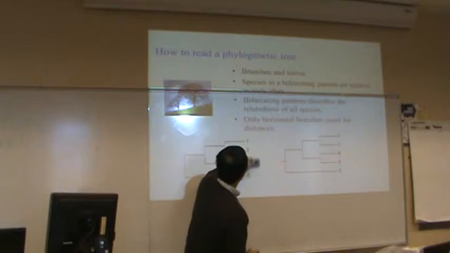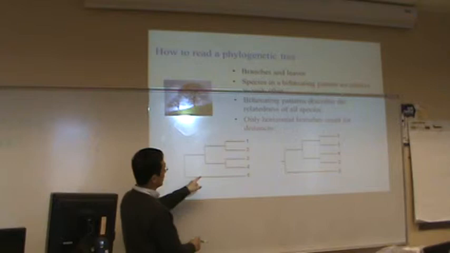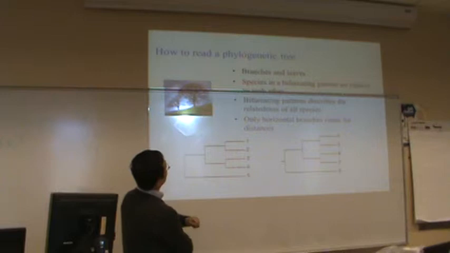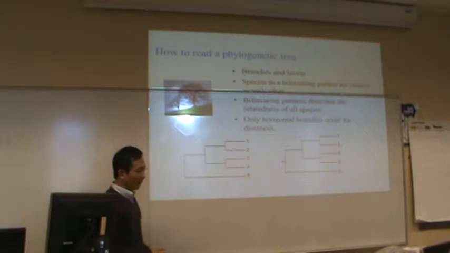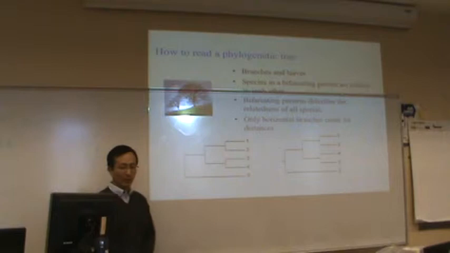So what's the difference between the left tree and the right tree? The numbers are mixed too, there's 1, 3, 4, 2. Is that a different tree? They look very similar. Is that a different tree?